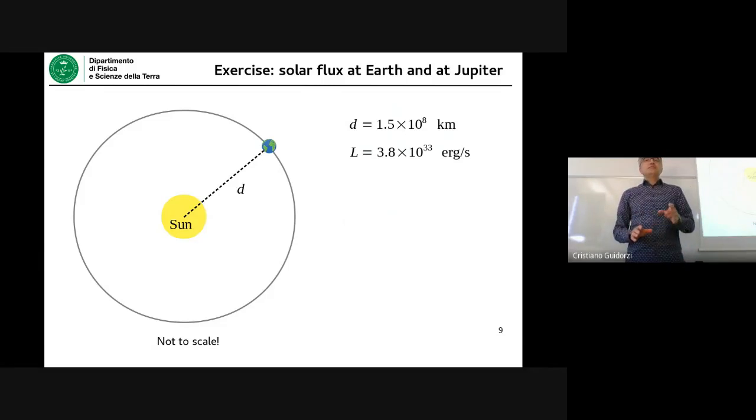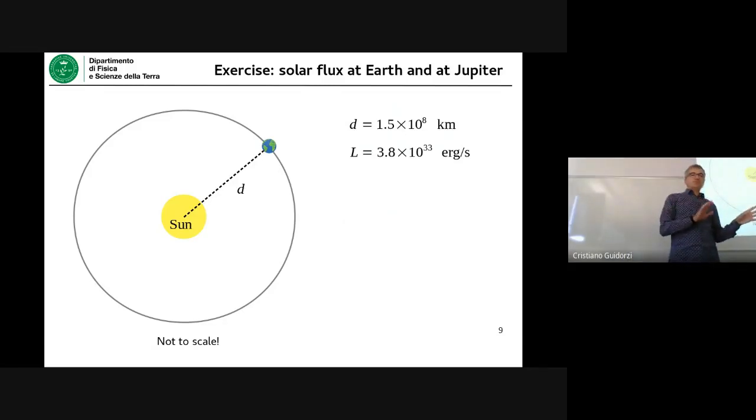Simple exercise that I advise you to carry out to make sure I will give you the result. So let's assume we have the Sun and the Earth. Of course, this figure is not to scale, so just mind that. Let's assume that the Earth is moving along a perfectly circular orbit, which is not exactly the case, but to some extent can be approximately considered as a circle. And this distance is roughly 1.5 10^8 kilometers, okay?